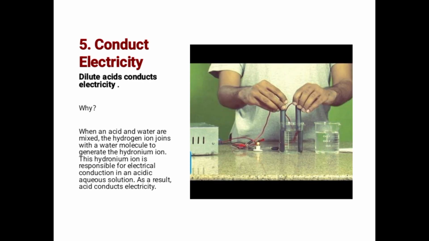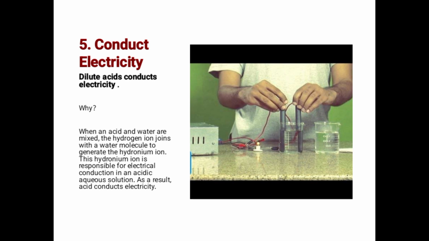Now, another one is that dilute acids can conduct electricity. For concentrated, like I've said the other time, that means they have more of the acid than the water. For the dilute, they have more water, because water has been added, than acid. But dilute acid can conduct electricity.